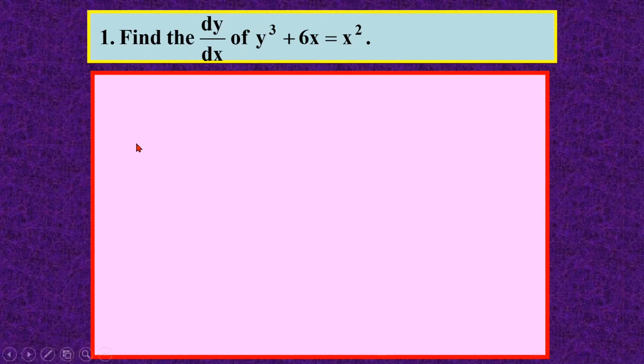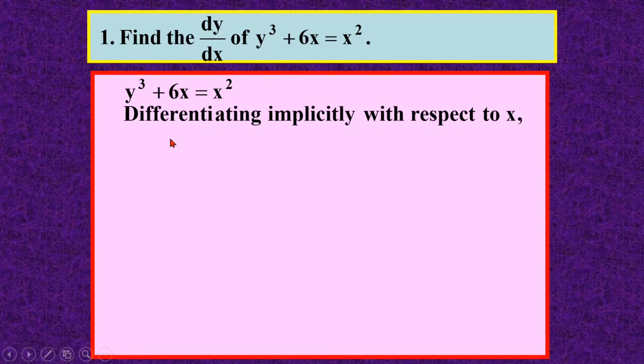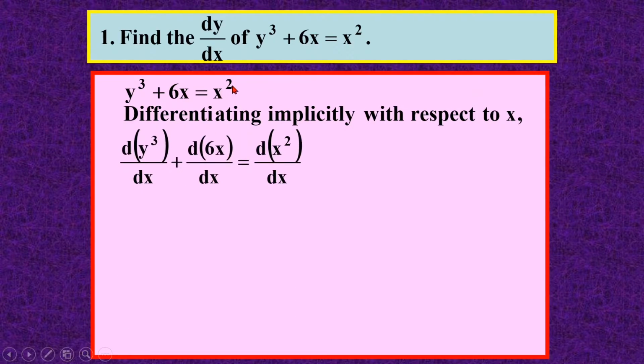Now, let's go into a deeper question. Let's say I want to differentiate the equation y cubed plus 6x equals x squared. When we differentiate implicitly, we actually differentiate every term in the equation. Now, during the exam, there's no need for you to write d over dx over all of them. This is just for you to understand what I'm doing here. So, I actually need to differentiate all of these terms.